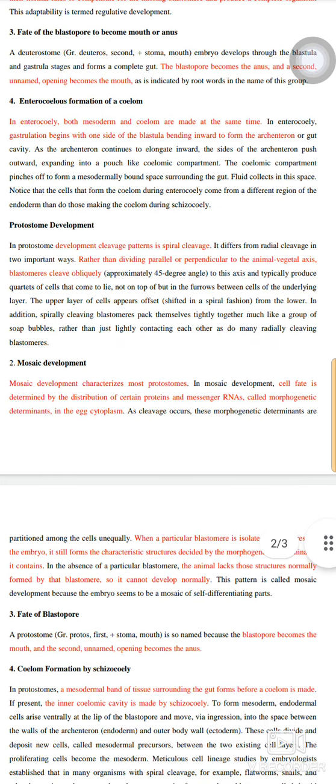Now let's look at the protostome development. Here the cleavage pattern is spiral cleavage, unlike what we have in deuterostome, which is radial cleavage. It differs from radial cleavage in two important ways. One is that rather than dividing parallel or perpendicular to the animal vegetal axis like the deuterostome, blastomeres cleave obliquely. They do not divide parallel or perpendicular to the animal vegetal axis.